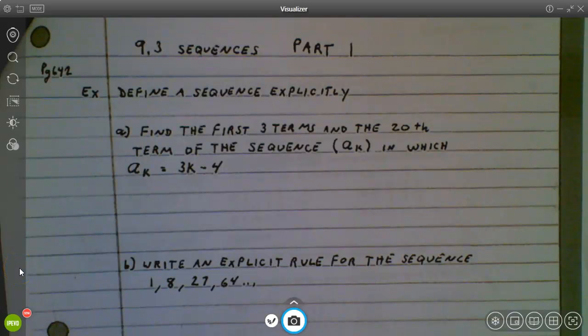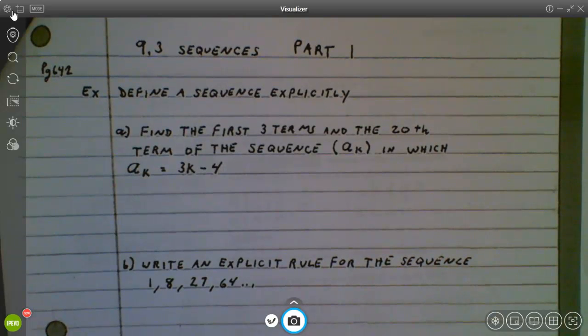Alright guys, getting into part 1 of section 9.3. There's going to be 2 parts to this one. We're going to break this up over 2 lessons, but we're switching gears now into the area of sequences and series. Remember, chapter 9 is a grouping of content under the umbrella of discrete math, and this is just another area that falls under that category.